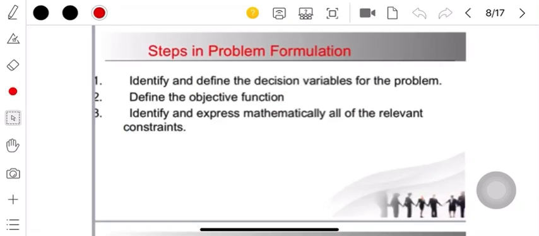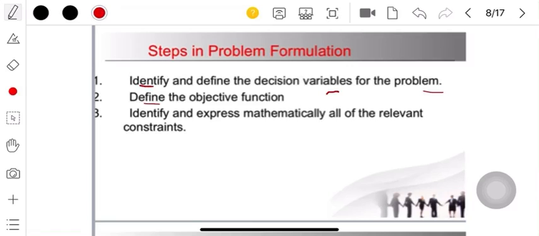What are the steps in problem formulation? First one is to identify and define the decision variables for the problem. For every problem we should be able to find the various types of variables we are going to use. Suppose in a product mix problem there are two kinds of alloy. We need to find how many kg of alloy 1 and alloy 2 should be produced. So these are the variables.